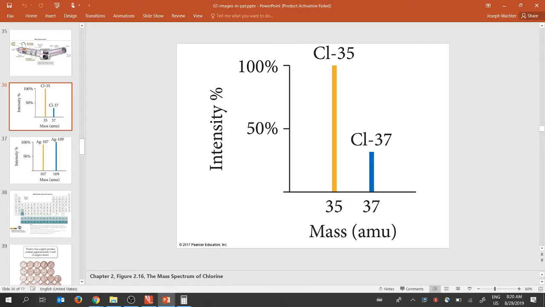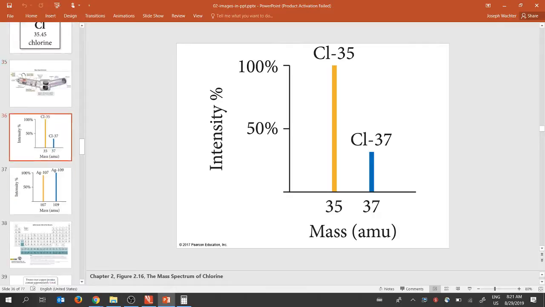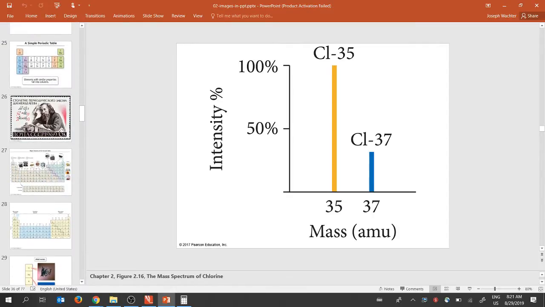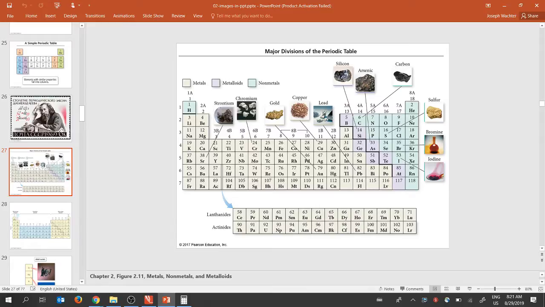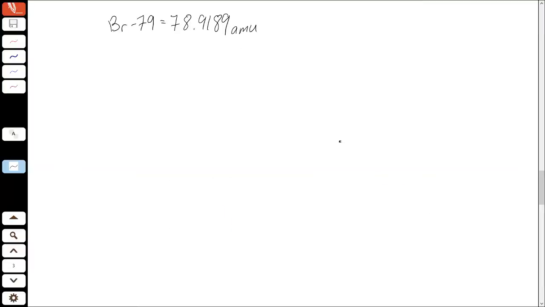Okay, any questions about average atomic mass, calculating those? All right. So while we're talking about the periodic table, let's talk a little bit about how we separate this. And this is perhaps something you've seen before. Let me copy this so we can write on it.